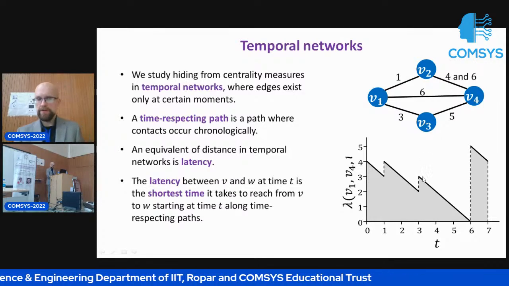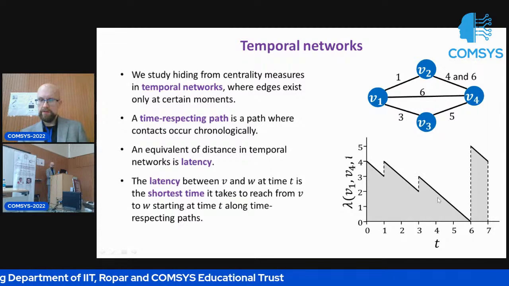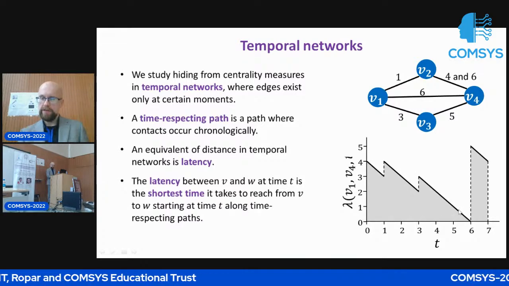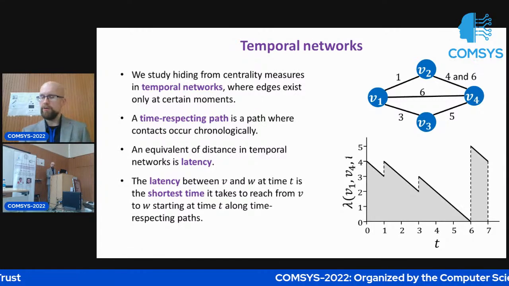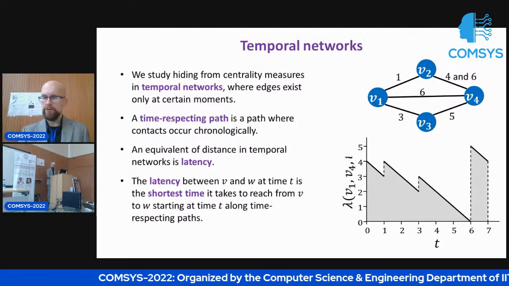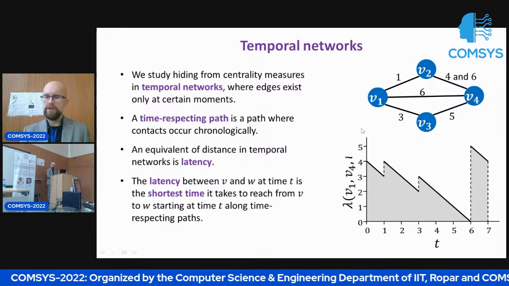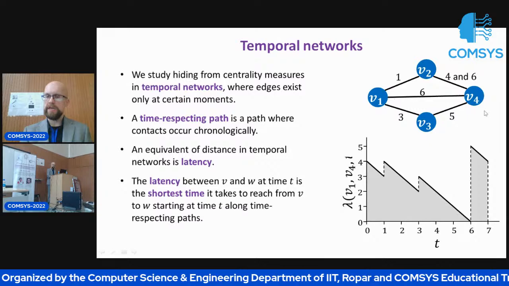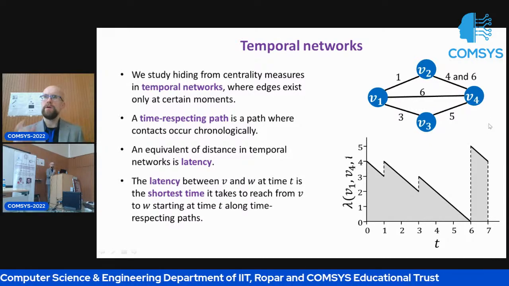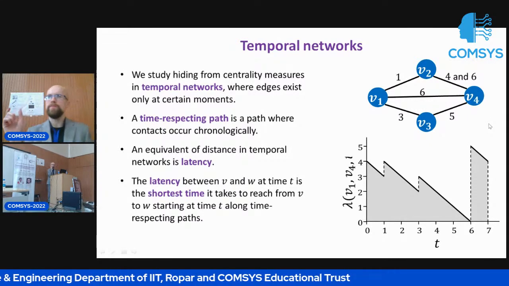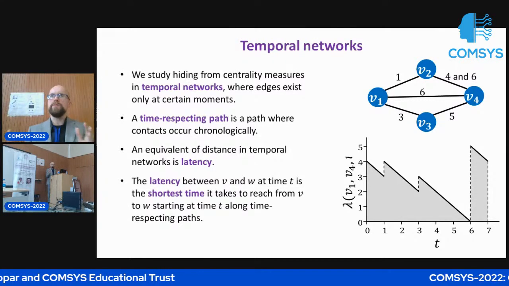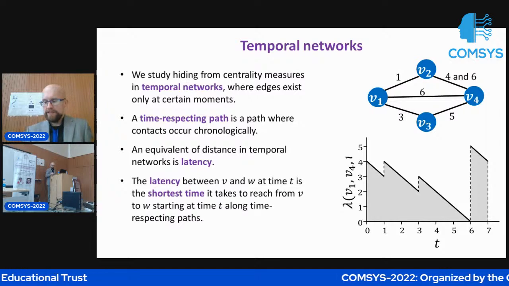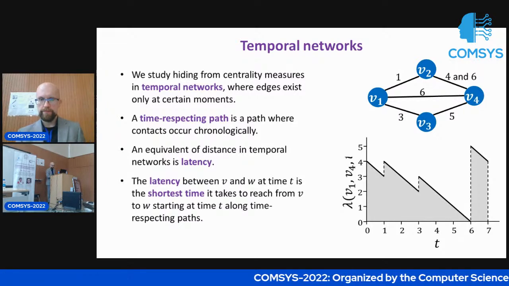But for example, if at moment five I want to pass a message from V1 to V4, how long do I have to wait? Well, I have to wait only one unit of time, right? Because if it's moment five, then I know that I will meet V4 directly at moment six. So I only have to wait one unit of time. So again, instead of the physical distance between nodes in the network, we are interested in the temporal distance between them.